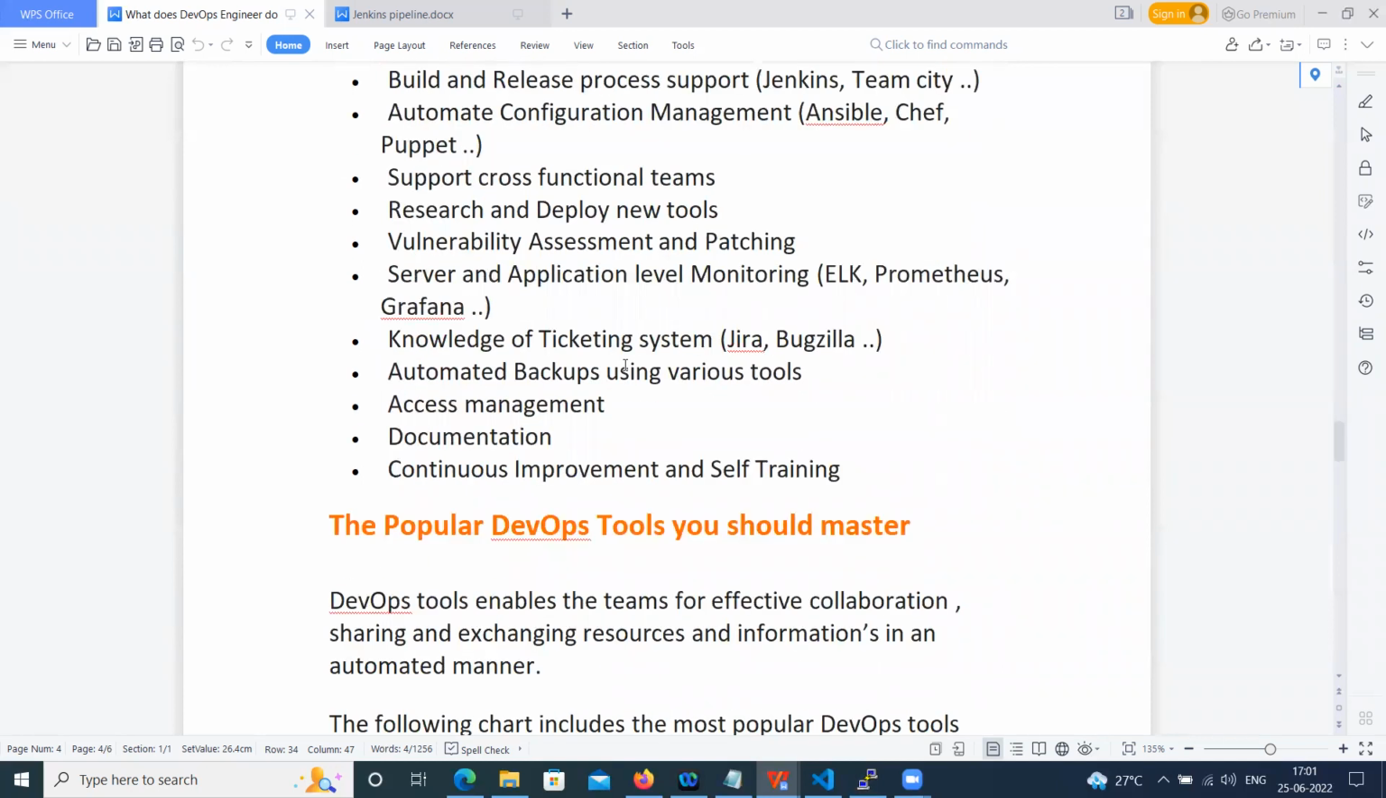So what are the popular tools you should master? In DevOps we have the category.